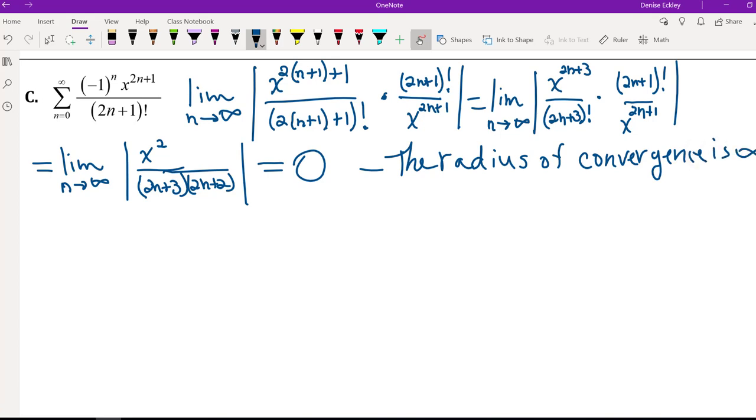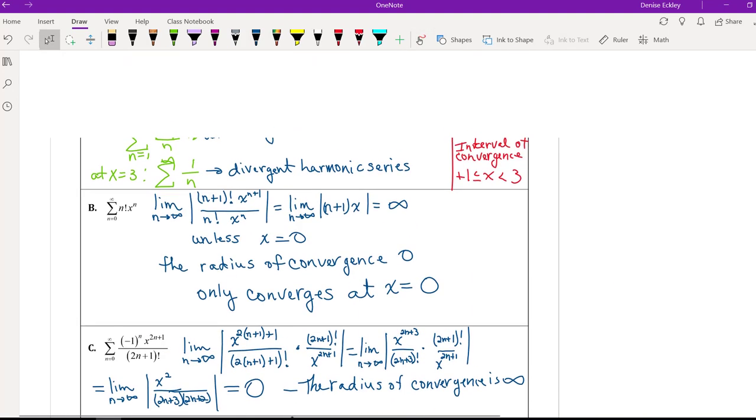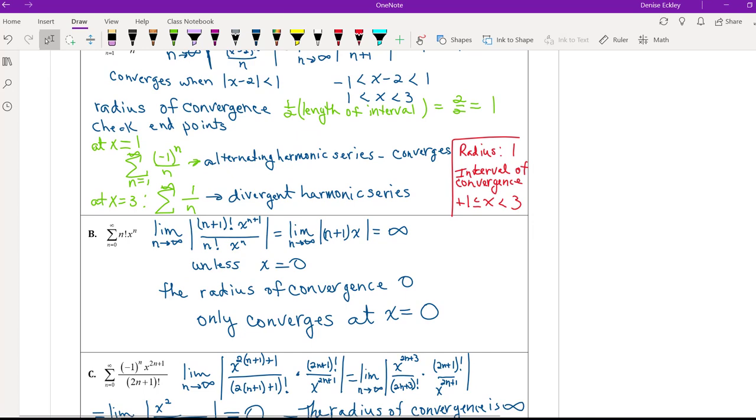And so the interval of convergence is the same thing, all real numbers. So here I just gave you an example of each different type where you have a specific interval and radius. That was example A. And then you had to check the endpoints to see if you're including them or not.